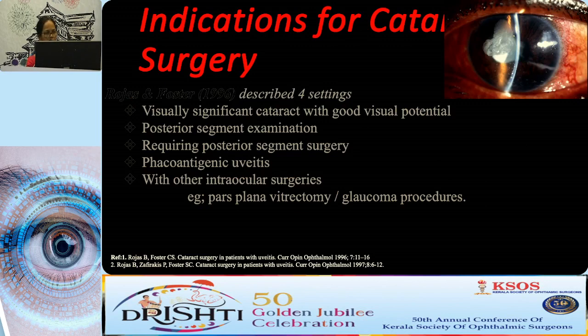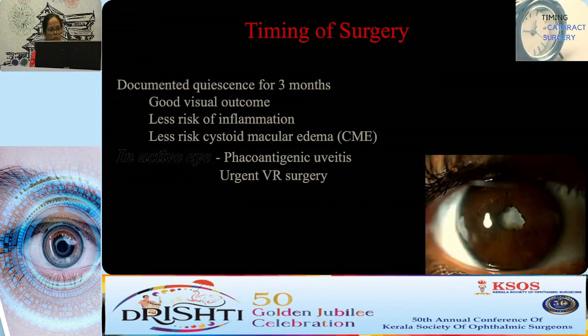The indications for cataract surgery: according to Rogers and Foster, they describe four settings in which you do cataract surgery. One is visually significant cataract with good visual potential. Second, posterior segment examination and posterior segment surgery, where patients need posterior segment surgery. Third, phacoantigenic uveitis, and fourth, with other intraocular surgery like pars plana vitrectomy or glaucoma procedures.